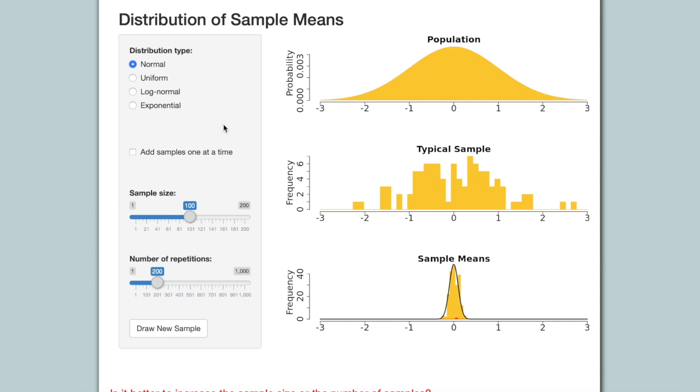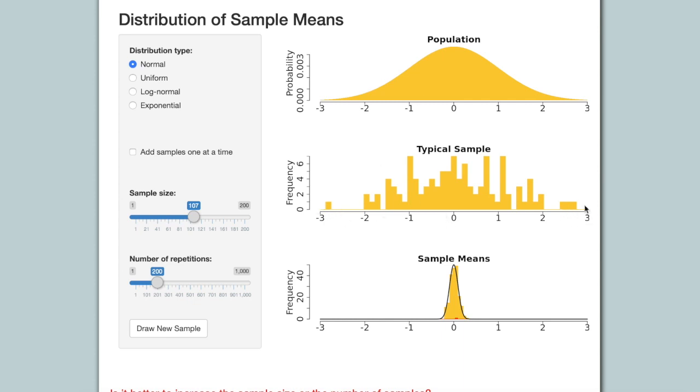So if we take a sample, this would be what it would look like if we had 100 individuals that we sampled. It doesn't perfectly represent the population, but it's close. We can do this again. We can draw a new sample, maybe with a different sample size. There we go. So we have another sample. And again, it doesn't perfectly represent the population, but it's pretty close.